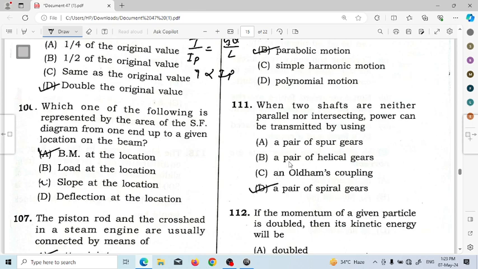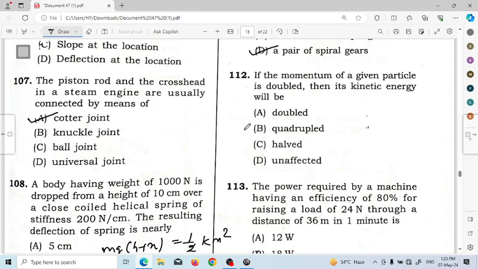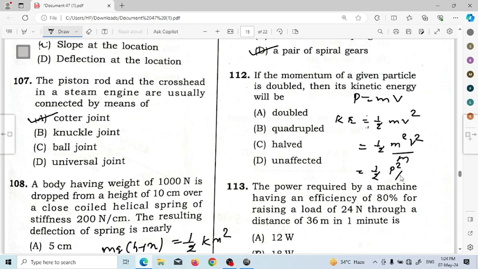So a pair of spiral gear. Next, if the momentum of a given particle is doubled, then the kinetic energy will be? So the momentum P is equal to mass into velocity, and kinetic energy is equal to half mv square, and we can write half m square v square divided by m. So it is equal to half p square by m.